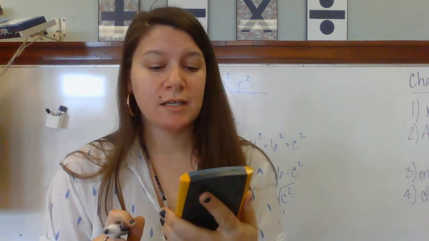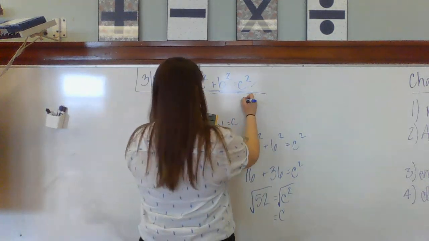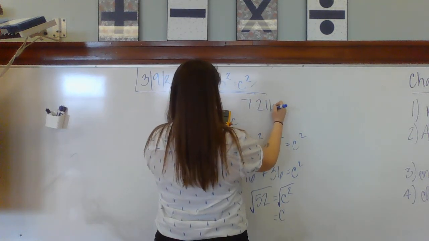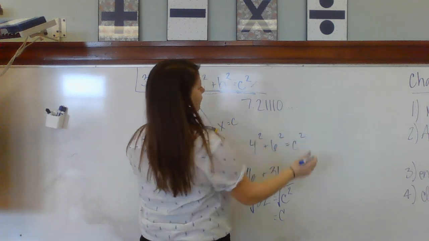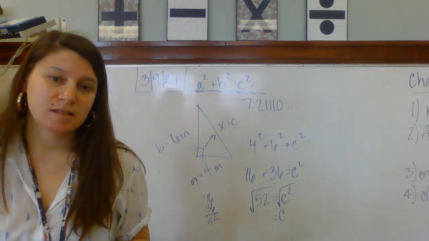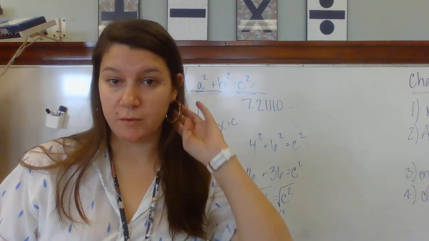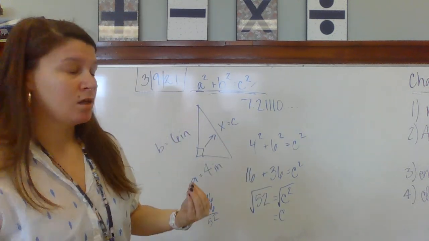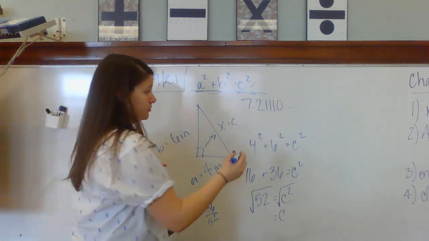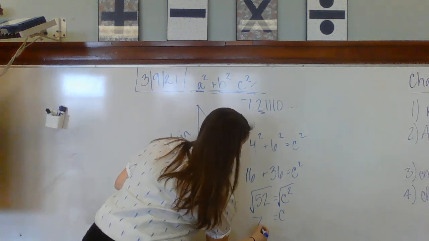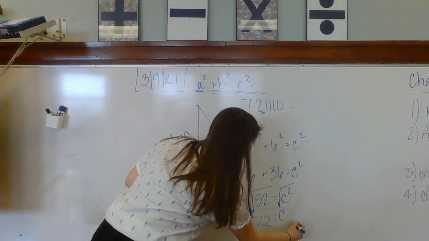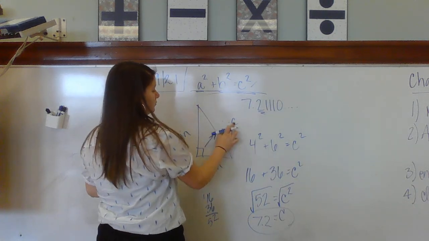Okay, so it's going to give you like 7.21110, and it's going to go on forever, because it's an irrational number. Anytime you have a square root of a number that's not a perfect square, it's irrational. So I'm going to round it to the nearest tenth, which is 1 decimal place. So it's going to be 7.2.